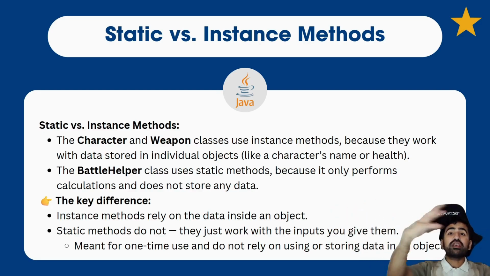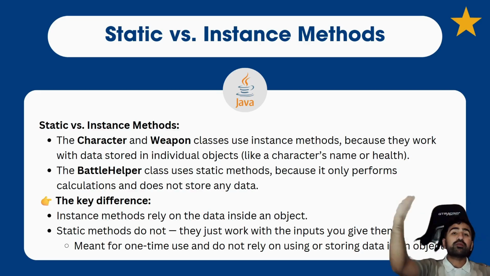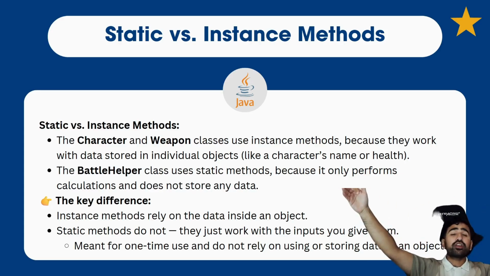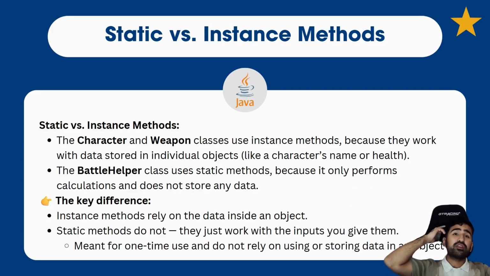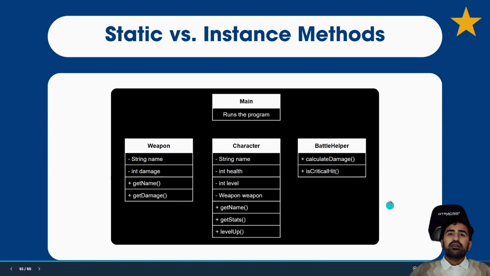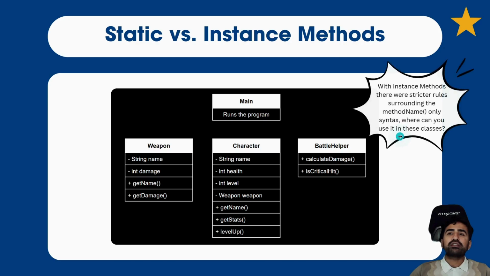Now, if you need to keep all that information together and transform it over time, keep track of it, like a character, you need to keep track of their level and their health over time. The Weapon class, you're going to use that weapon with that character over and over again. You need to keep track of that information, especially of the different weapons. If you need to keep track of this group of information, you've got to use instance methods. So that's the key difference: static versus instance methods. Weapon and Character would be classic instance methods. BattleHelper would be a static method.